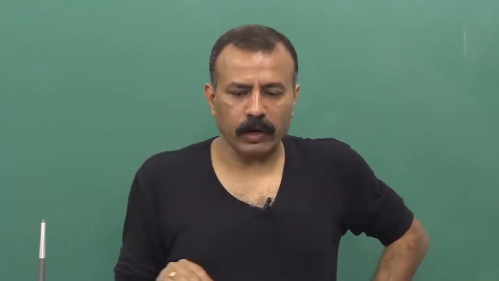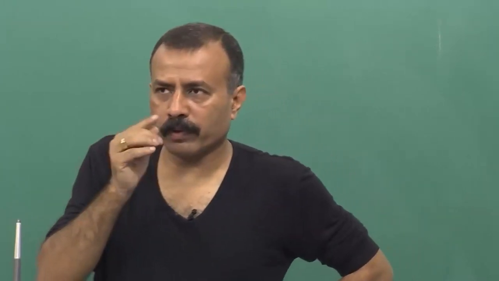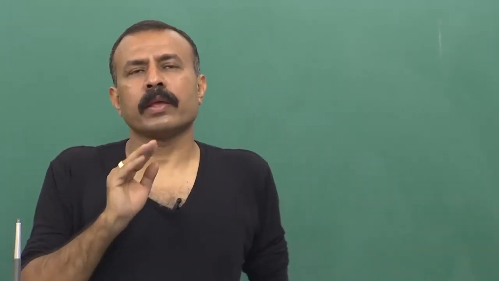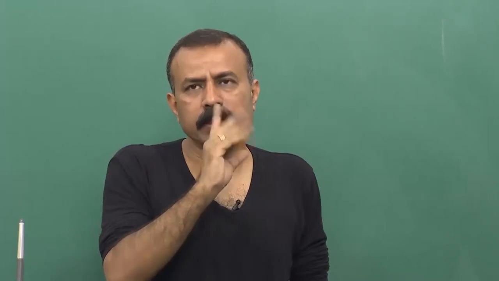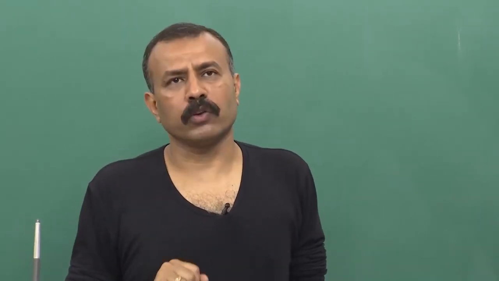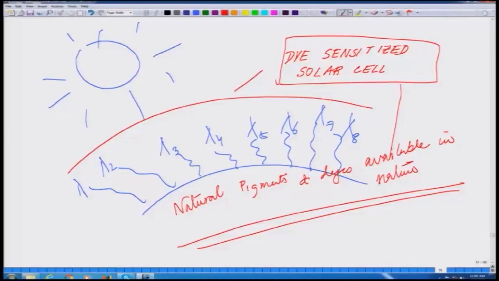So, this is the overall understanding I wanted you to have of chlorophyll A and chlorophyll B. But what is the significance of chlorophyll A and chlorophyll B? So, I will close in here. Thank you.